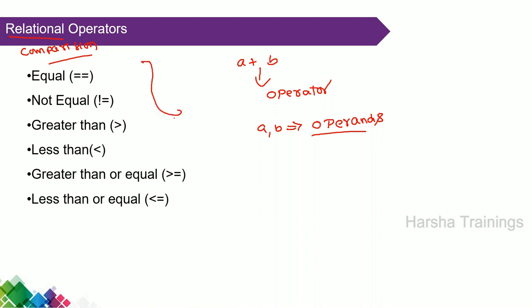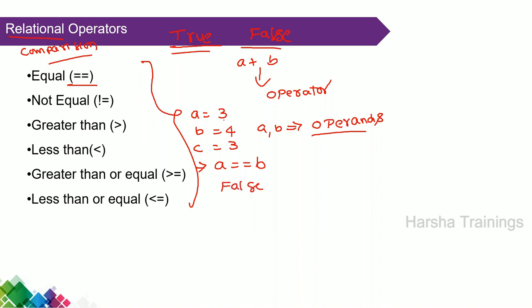After performing comparison, what is the result? If it satisfies the condition, the answer is true. If it does not satisfy the condition, the answer is false. So the result of the relational operation is true or false. These are the relational operators. Double equal to makes the comparison: a double equal to b. Assume a is equal to 3, b is equal to 4, c is equal to 3. If you write a equal to b directly in the program and press enter, the result is false, so the a value and b value are not equal. Suppose a is equal to c, the answer is true.